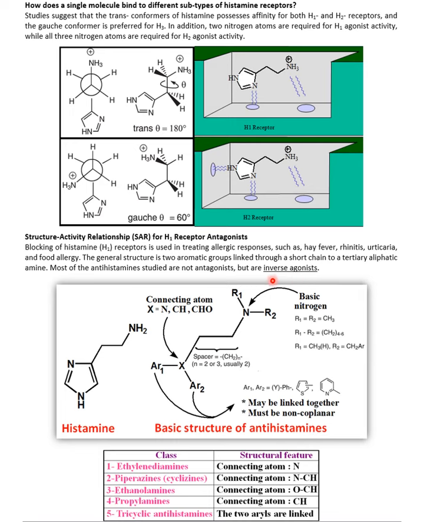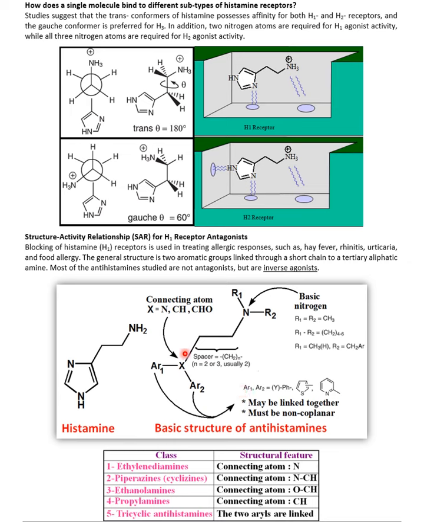Hopefully you still remember what an inverse agonist is, which is basically one that will reduce the intrinsic activity of a receptor instead of just blocking or neutralizing the activity of the receptor. So the majority of antihistamines are actually inverse agonists. They are not antagonists. Okay. So now let's talk about the basic structure for antihistamines.